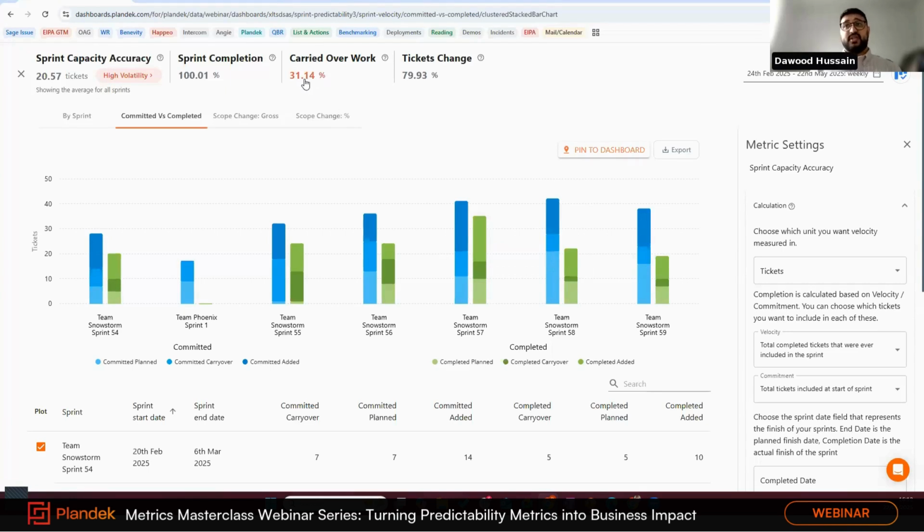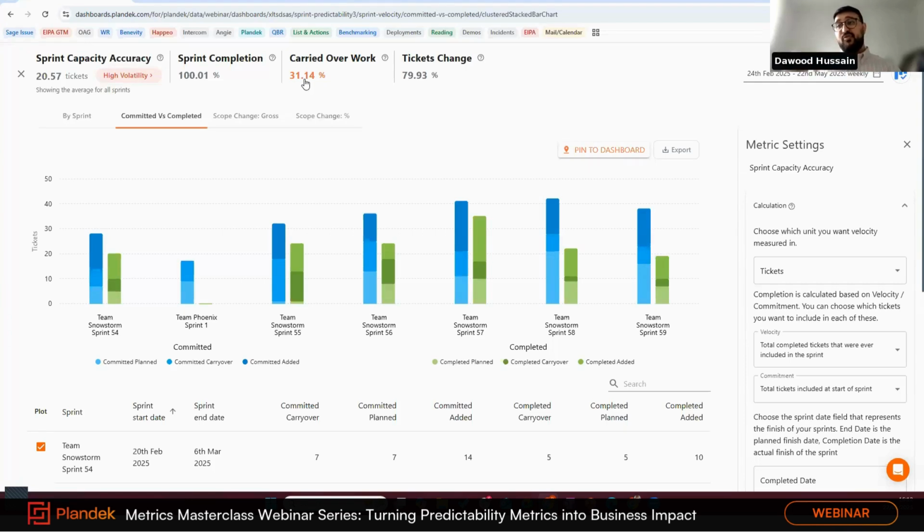The first is carried over work, so as a percentage, how much work are you carrying over from sprint to sprint, which obviously we want to keep as low as possible, because the more work you carry over, the more you cannibalize the actual time that you have within your current sprint to be able to deliver what you need to deliver and what you've initially planned, and that can come into a vicious cycle as well.